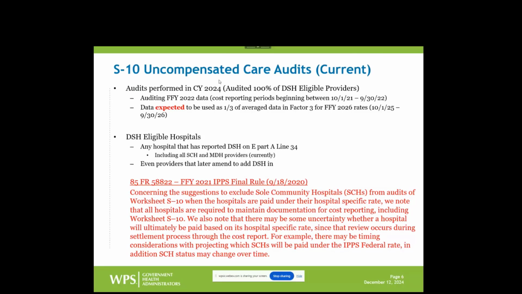Of course, until the Federal Register comes out, the proposed and final rules, we won't know for sure. They can always change that at any point. Now, the one thing I want to mention here is that we're talking DISH eligible hospitals. Basically, any provider that has reported DISH on E-Part A line 34, that's who we're auditing right now. That's who we've been auditing for the past 5 years.